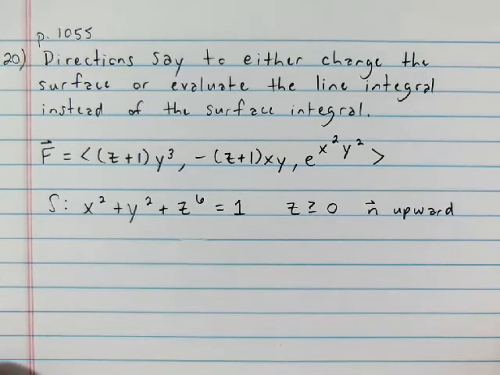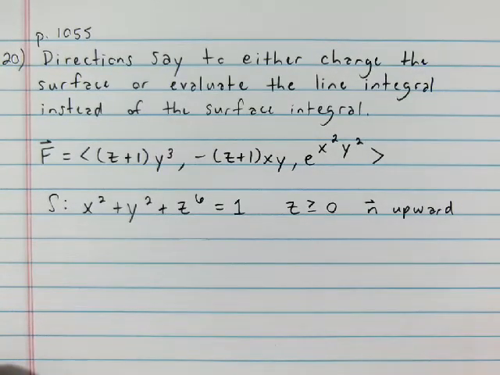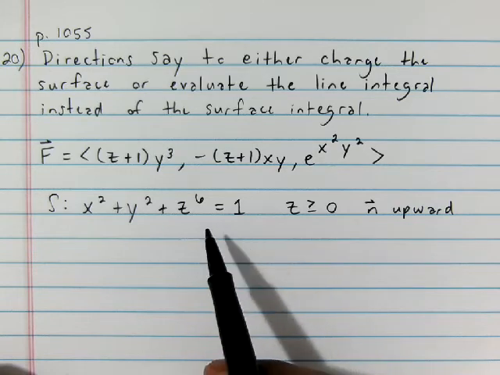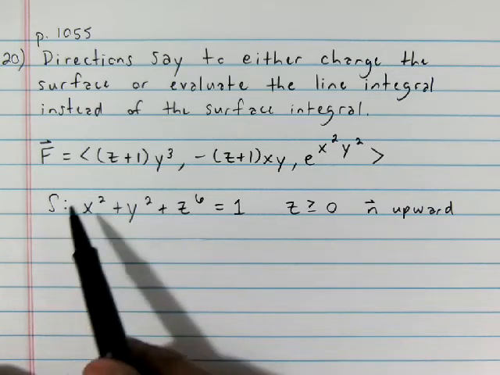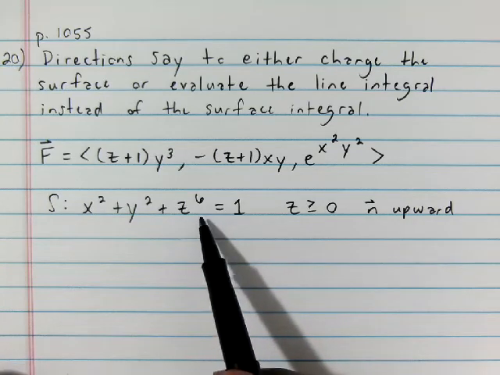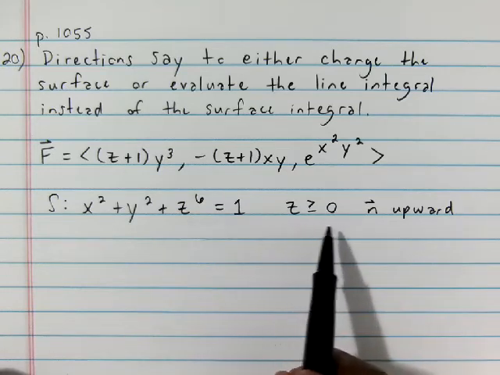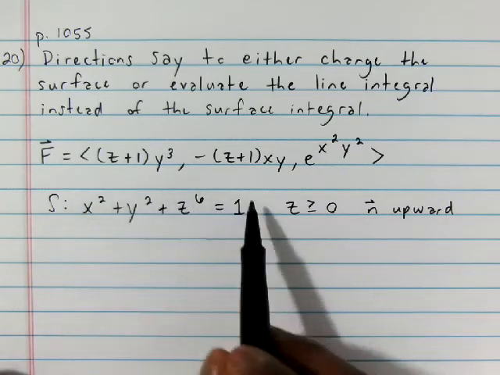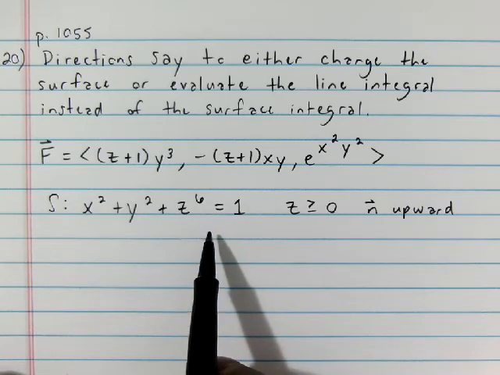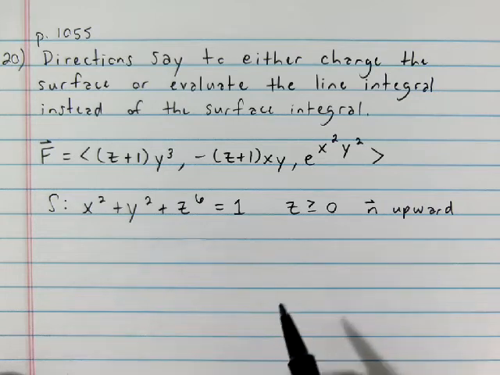All right, so now we're told don't use this surface. We have to change the surface because our directions say to either change the surface or use the line integral. We don't know what this surface looks like, but we don't have to be concerned with that. We just have to be concerned with this boundary curve and find another surface that has the same boundary curve. So we're told that z is greater than or equal to 0. So what we'll do is look at this surface when z is equal to 0 and look at its boundary curve in that sense. And then from there, we can choose any other surface that has that same boundary curve.